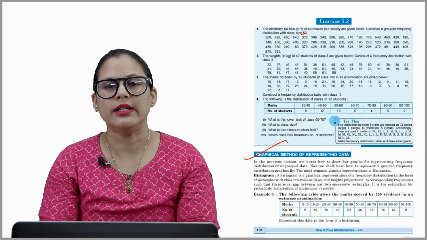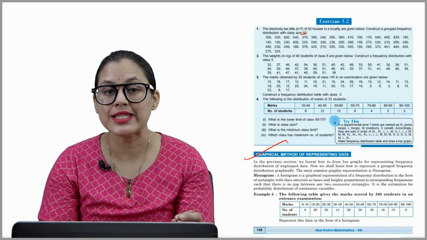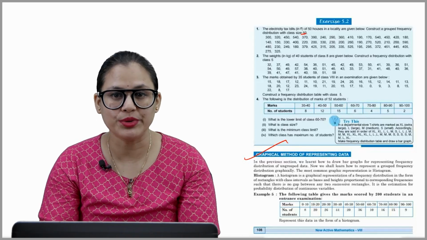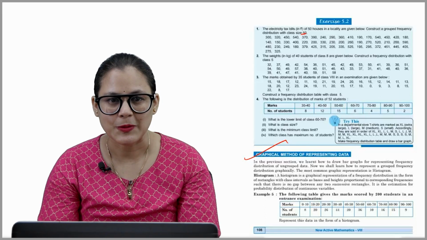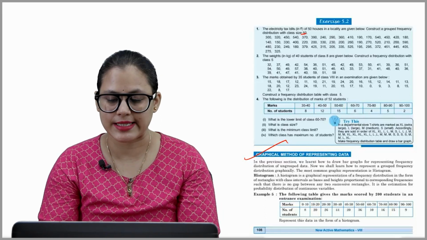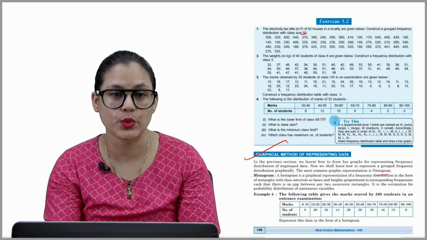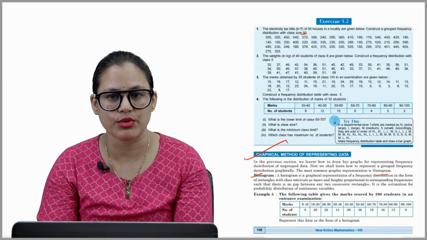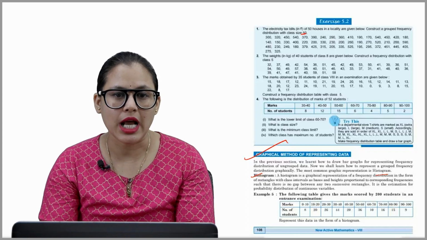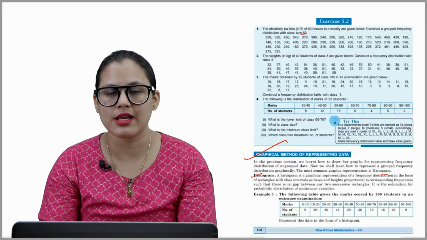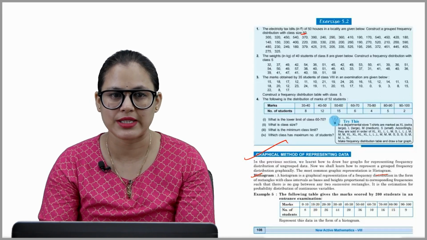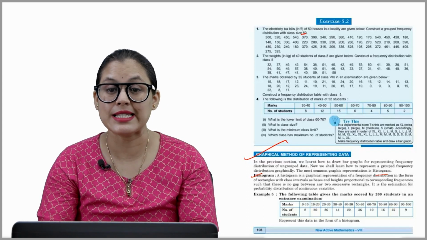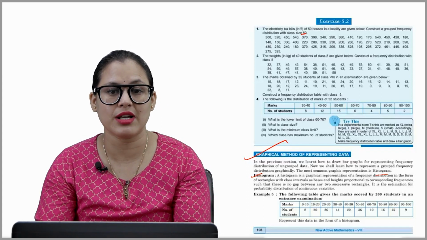Next, graphical method of representing data. In the previous section, we learned how to draw bar graphs for representing frequency distribution of ungrouped data. Now we shall learn how to represent a grouped frequency distribution graphically. The most common graphic representation is the histogram. A histogram is a graphical representation of a frequency distribution in the form of rectangles with class intervals as bases and heights proportional to corresponding frequencies, such that there is no gap between any two successive rectangles. It is the estimation for the probability distribution of continuous variables.